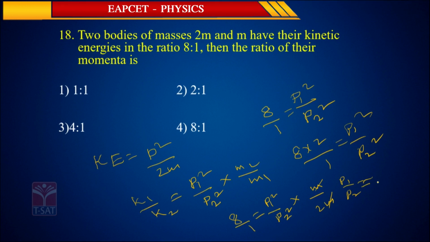Okay, that is root 16 by 1. Therefore p1 by p2 is equal to root 16, which means 8:1. 8:1 is the answer. Therefore, kinetic energy is equal to p square by 2m, which is the most important.